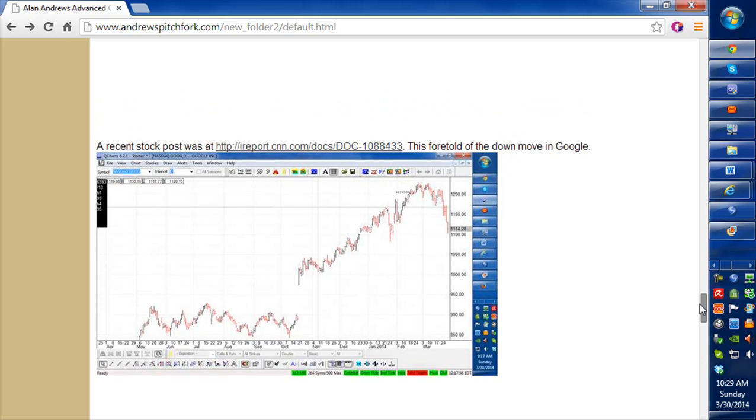Now, recently there was a post on CNN with a chart that went up to about over here. By clicking over here, you can find it. That suggested that Google was going down, and it did go up a little bit more for a few days. These are daily bars, and then it did finally go down. This area here was a very significant topping area.